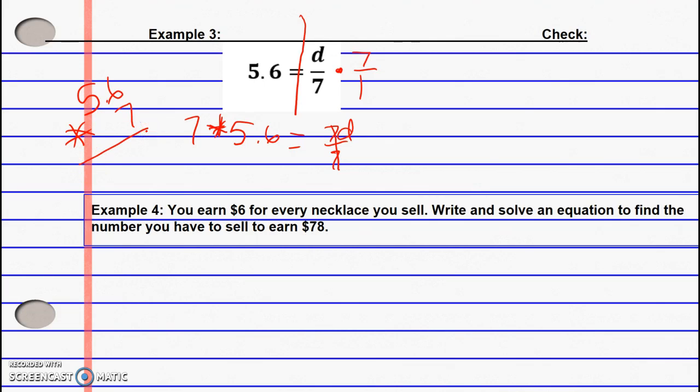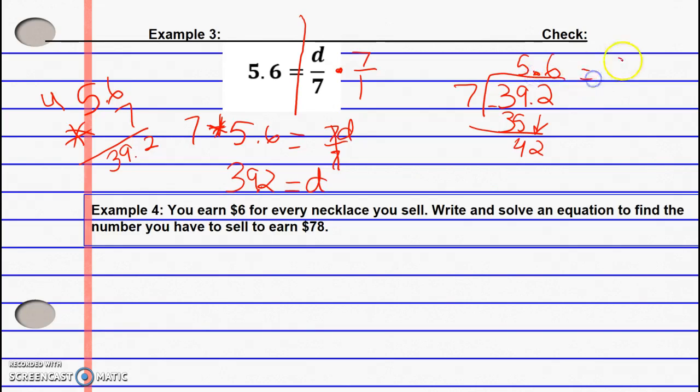And then we get 39.2. Sorry, I'm distracted. 39.2. So then, oops, forgot the decimal. 39.2 equals d. Then you plug it back in and you see if that works. So you take 39.2 divided by 7. 7 goes into 39 5 times. You get 4 left over. 7 goes into 42 6 times, and you bring the decimal up, and that is the same, so that works.